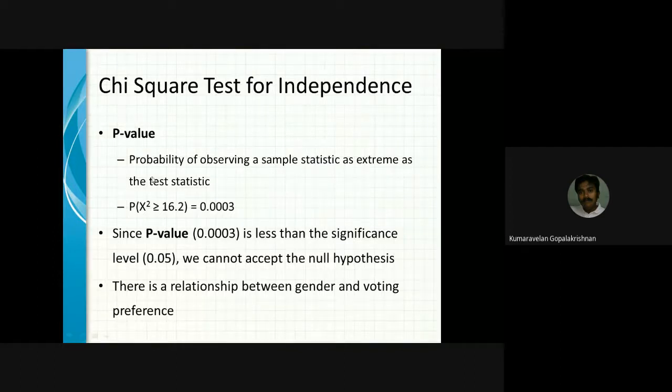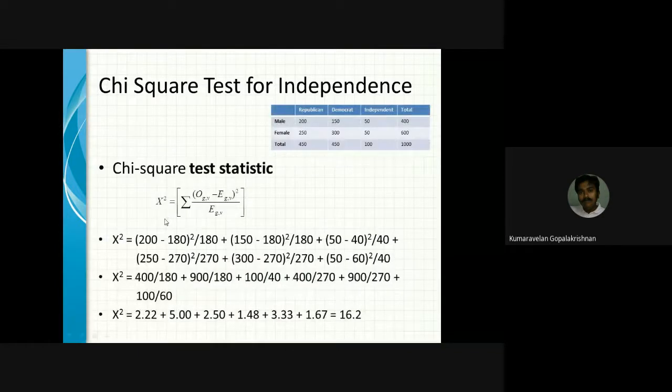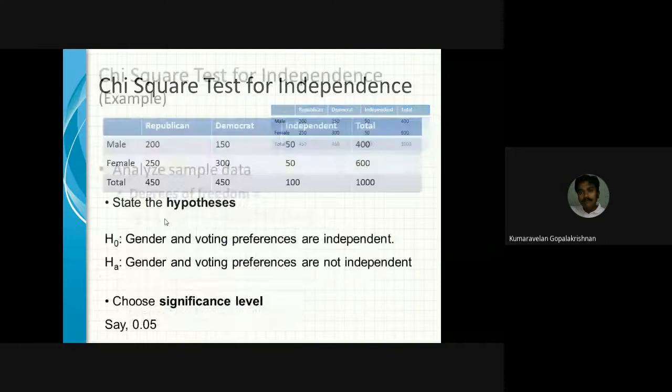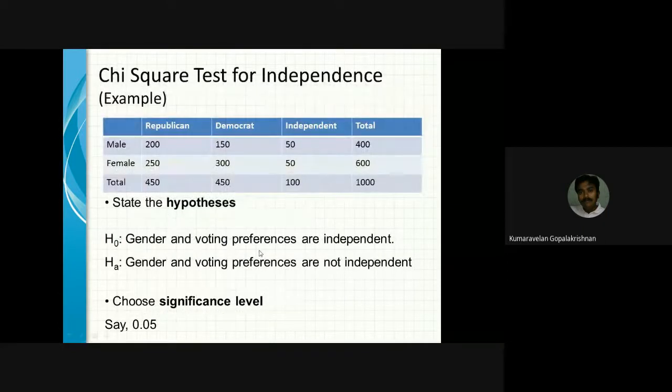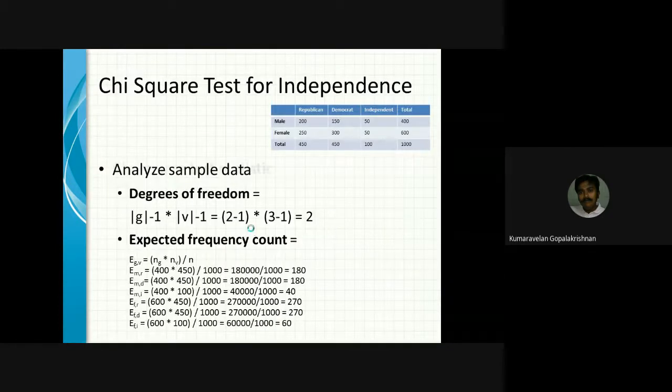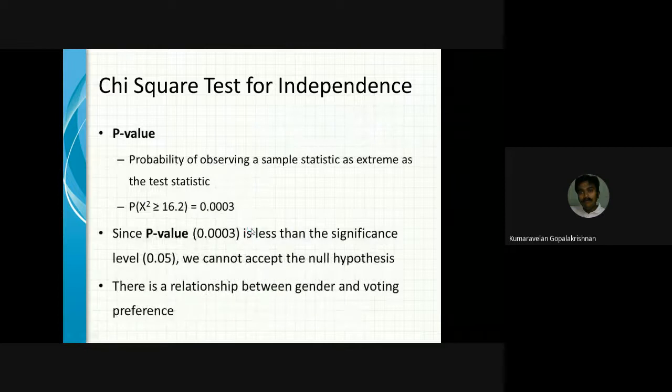So I cannot accept the null hypothesis. What is the null hypothesis that I have framed? Gender and voting preferences are independent. So I have to reject my null hypothesis and go for the alternate hypothesis. That means gender and voting preferences are not independent; there is some dependency. There is a relationship between gender and voting preference. That's all about the chi-square test.